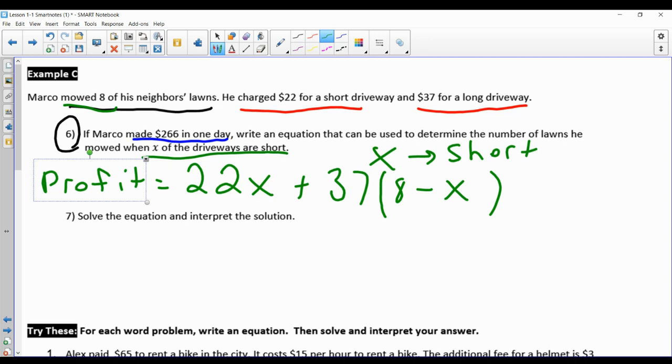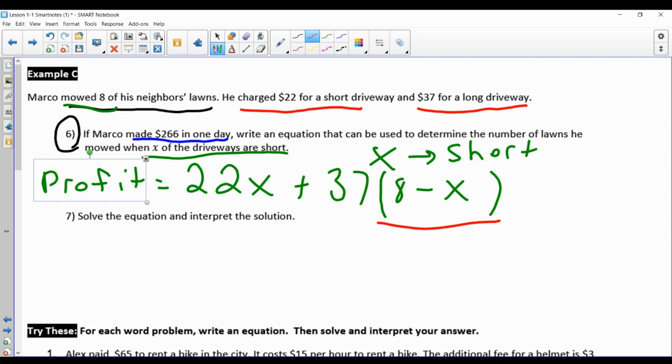Because if we think about this, if he mowed 5 short driveways, then 3 of them had to be long. If he mows 4 short driveways, then 4 have to be long, okay? Basically, we're saying within this little piece of information that whatever's left over from the short has to be the long driveway, or whatever was left over from not mowing has to be long, okay?